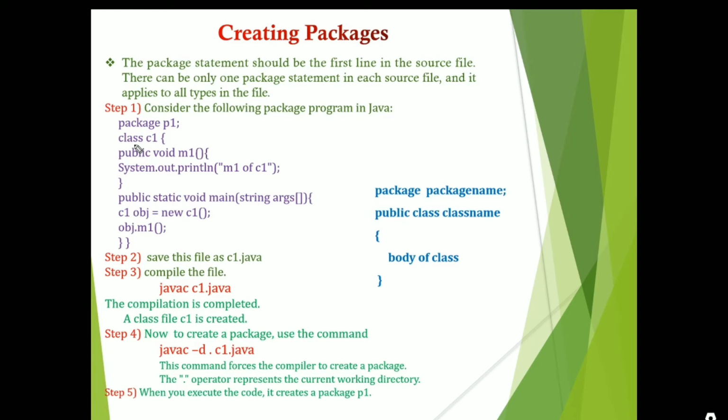And class C1 means we are creating the class C1, which belongs to the package P1. Here it has only one method, the main method. Save this file as C1.java. Here we used the class name C1. Compile the file with javac C1.java, the compilation completes, and the class file is created.